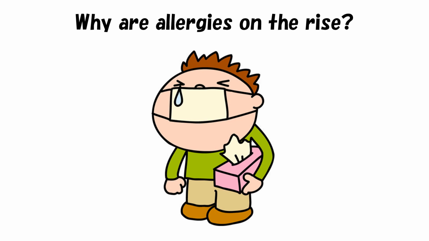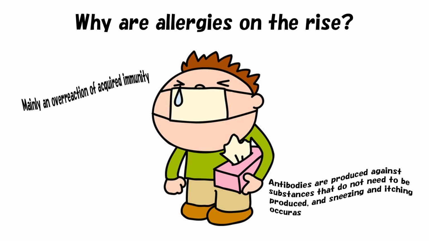Allergies such as pollinosis, asthma, and atopic dermatitis are on the rise in developed countries. We can say that allergy is mainly an overreaction of acquired immunity. This is a condition in which antibodies are produced against what does not need to be produced, resulting in a sneeze or itching to eliminate foreign substances.